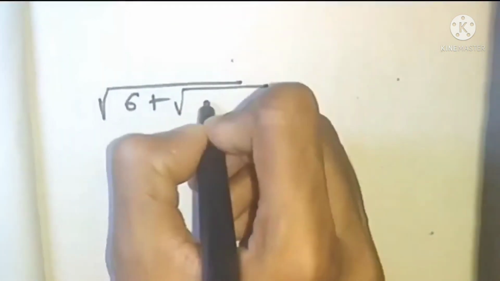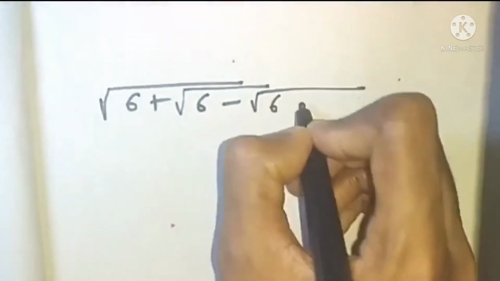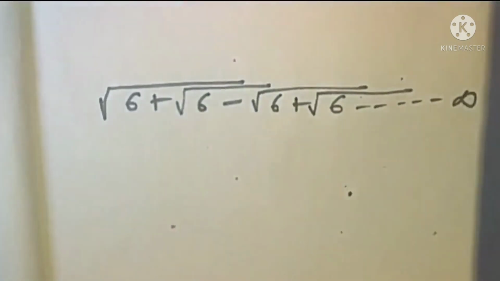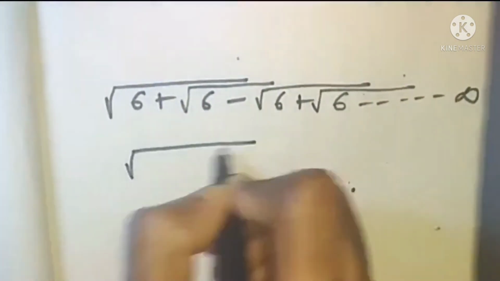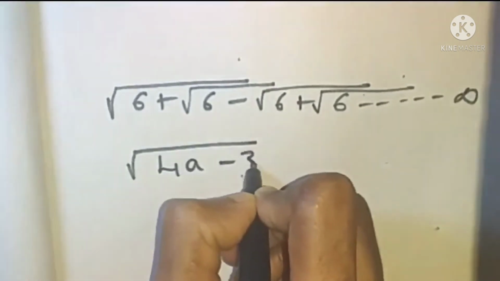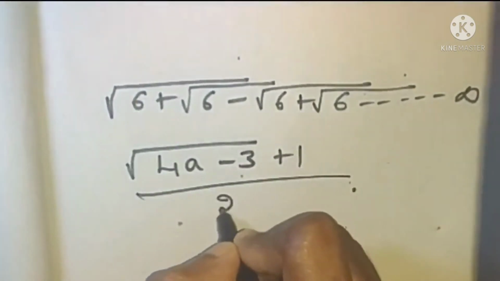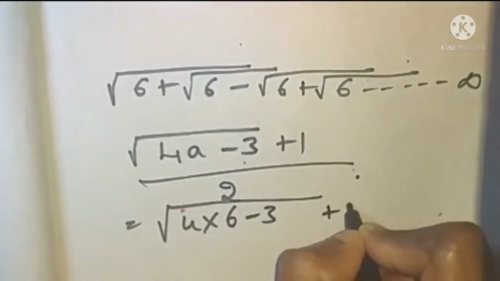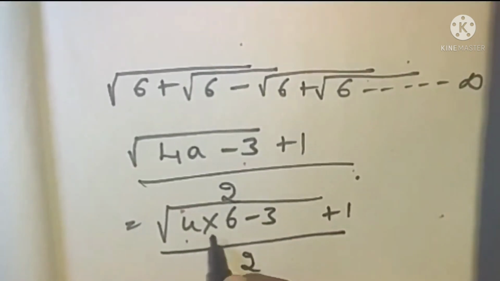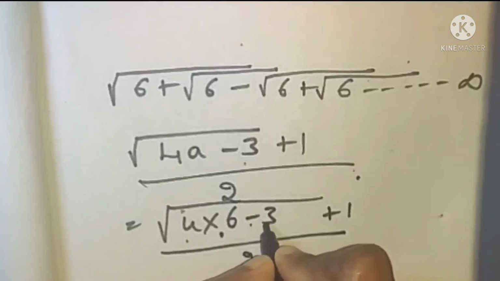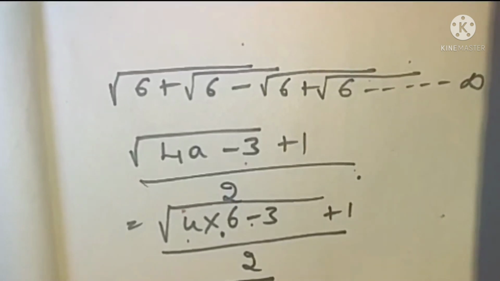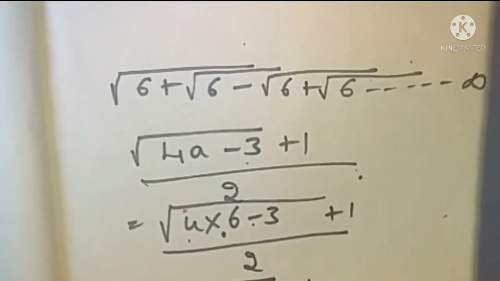So this is one more problem. Under root 6 plus under root 6 minus under root 6 plus under root 6, if the question goes on like this to infinity. So now there is a formula for this also: root of 4a minus 3, plus 1, divided by 2. Now 4 into 6 minus 3 plus 1 divided by 2. 6 4s are 24. 24 minus 3 is 21, plus 1 divided by 2.